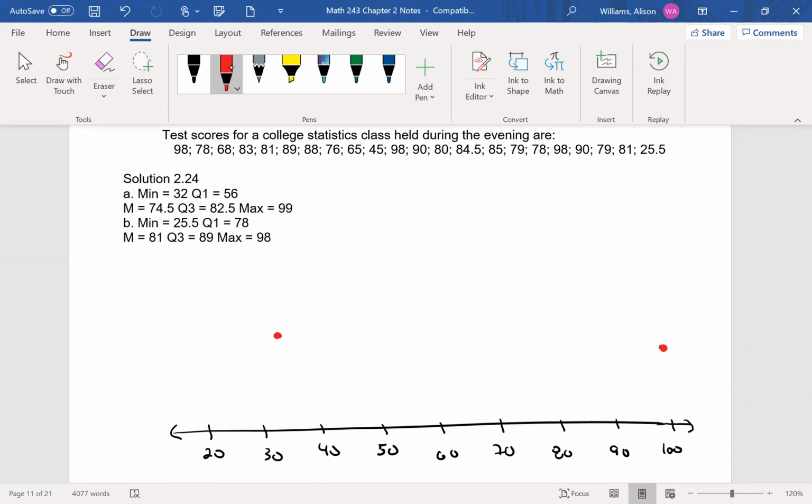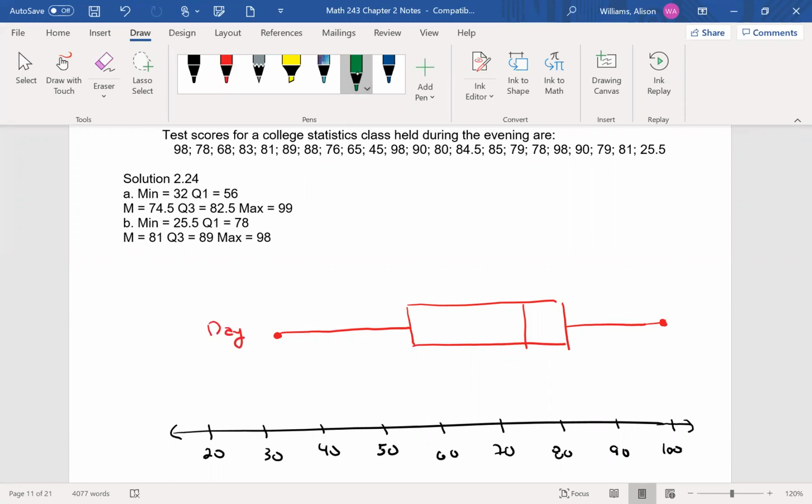Q1 is 56, towards the middle, a little bit to the right. Q3 is 82.5, somewhere over here. And then the median is 74.5, which is pretty much right about there. All right, I'm going to raise that up. There we go. So this is, I think they have day classes, so this will be the day classes.